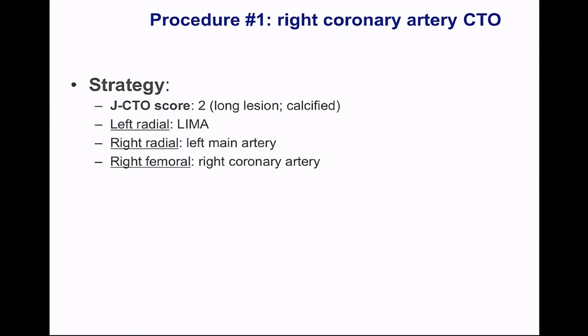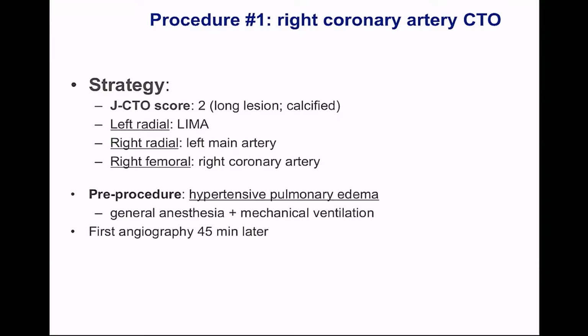Our first procedure was supposed to be the RCA CTO. Our strategy was triple access for better visualization of the lesion, and that was a J-CTO score 2. The thing is, pre-procedure, the patient developed hypertensive pulmonary edema. He went under general anesthesia and mechanical ventilation. Actually, the patient didn't take his medications prior to the procedure. He was very agitated. Our first angiography was performed 45 minutes later, but we already had the catheters in during this time.